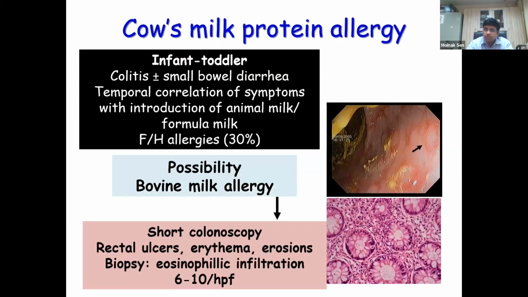A little bit about cow's milk protein allergy. Normally, the perfect setting is an infant who has colitis. You have recently started animal milk, and the child has developed symptoms of colitis after a month or two. There's a family history of allergies going on. When you put an endoscope into the rectum, you see small aphthous ulcers, and when you take a biopsy, you see a lot of eosinophils infiltrating.